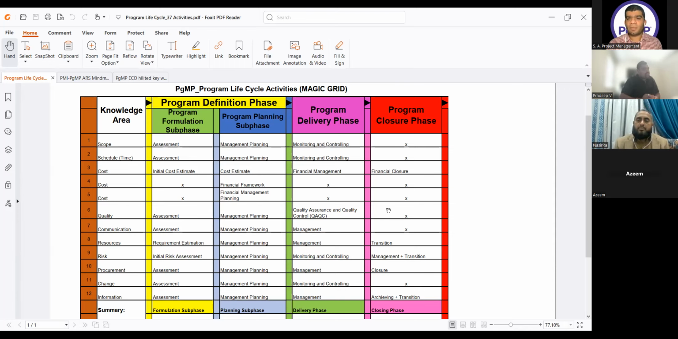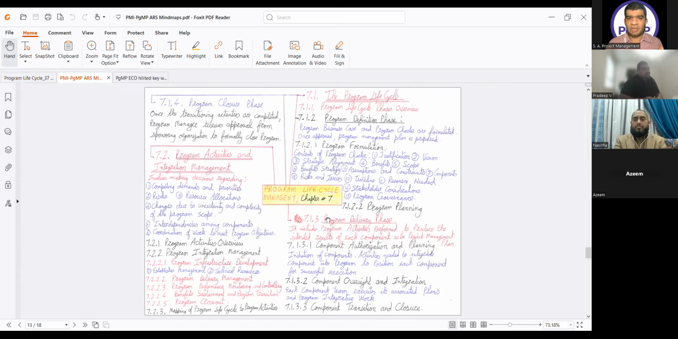Why? Because we are still in the delivery phase, because components always need to be completed in the delivery phase. Yes, and what is the step in the closure phase? You never close the risk. You have to transition the risk. Yes, closure phase for the risk, we need to transition it to the organization. Okay, now every three people have different options. Now let me explain this concept to you.